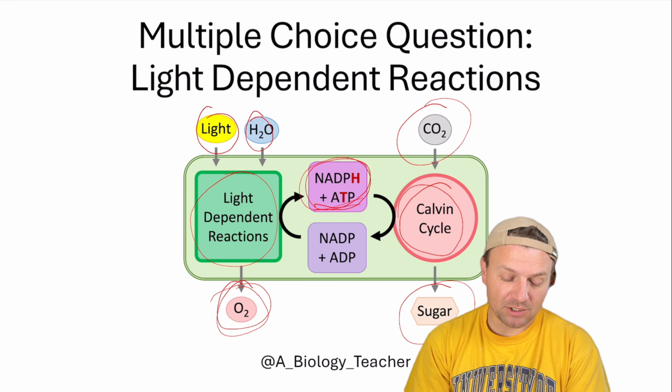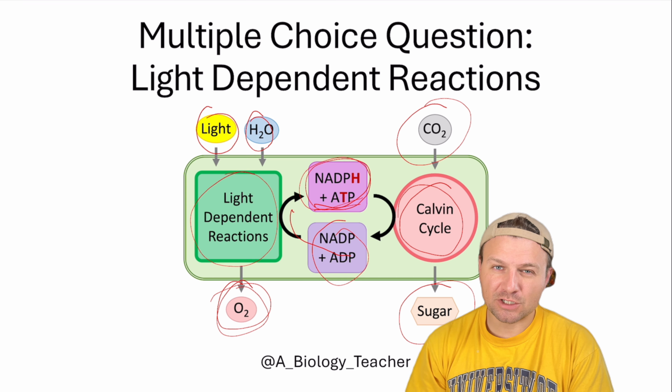After NADPH and ATP are used, they become NADP and ADP. These go back to the light-dependent reactions to be reused. Let's get to our question now.